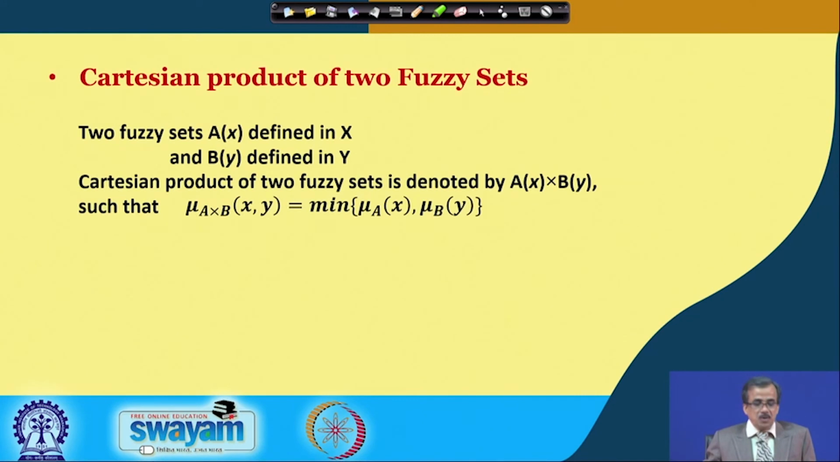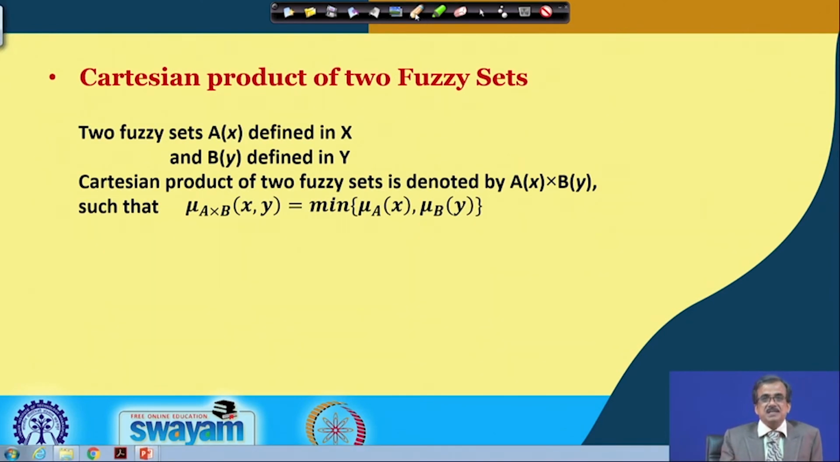Now, let us see how to find out the Cartesian product of two fuzzy sets. Let me consider that I have got two fuzzy sets, say A(x), that is defined in the universe of discourse capital X, and another fuzzy set B(y), that is defined in another universe of discourse. Now, this A(x) might be the set of temperatures in a month for the first few days.